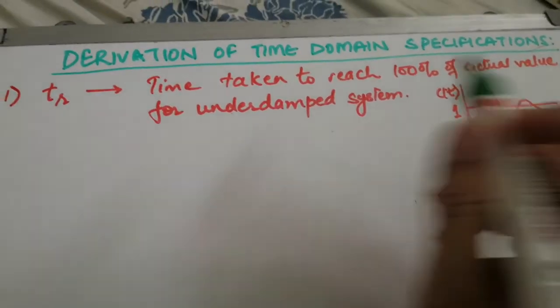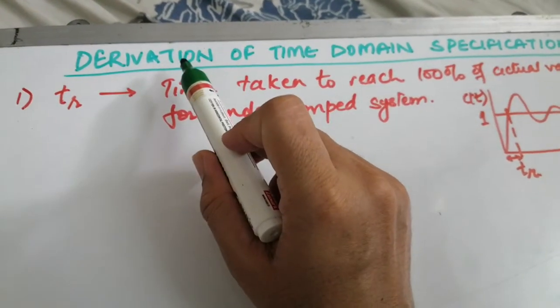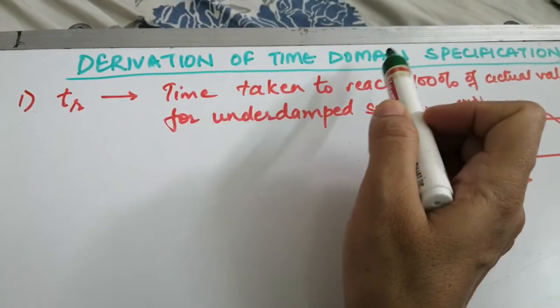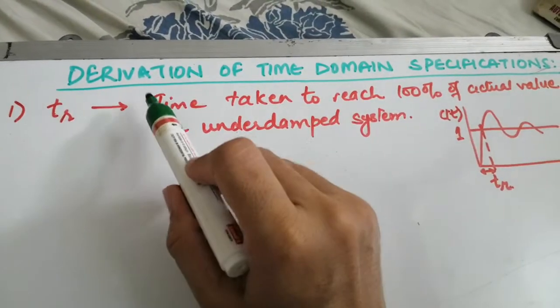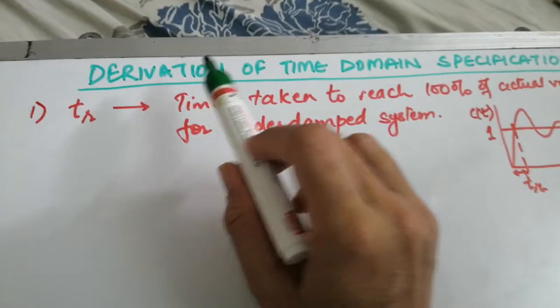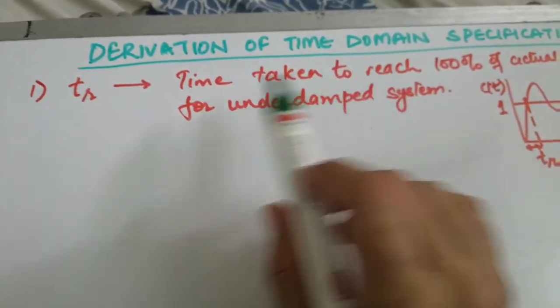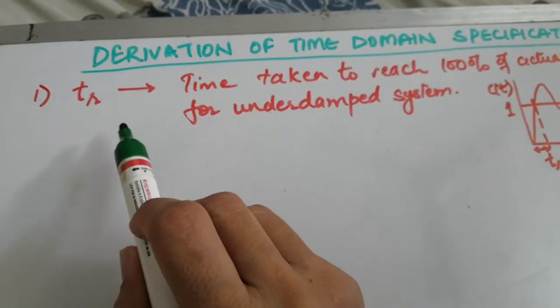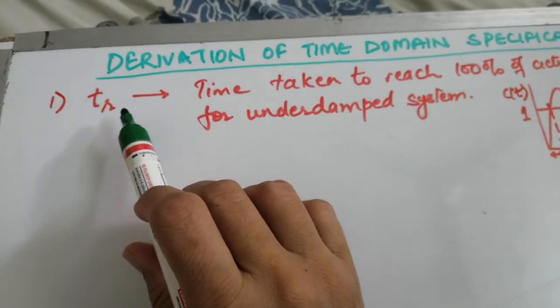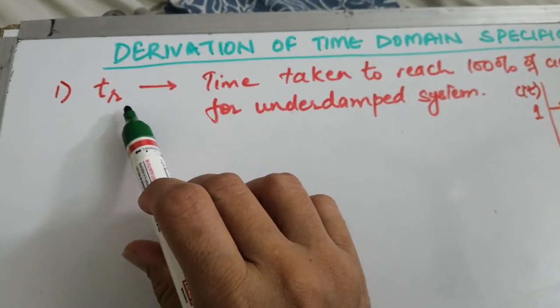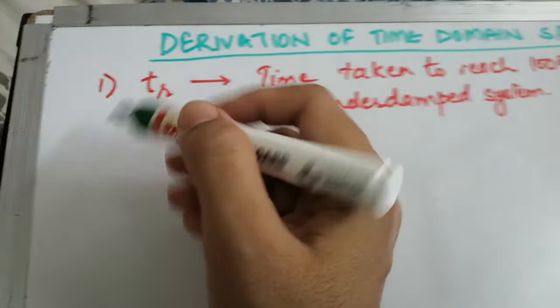Good morning, students. So today we are going to discuss the time domain specifications and their derivation. If you all remember, in the last to last lecture we discussed the time domain specifications. The first one that we are going to derive is our TR, that was the rise time.